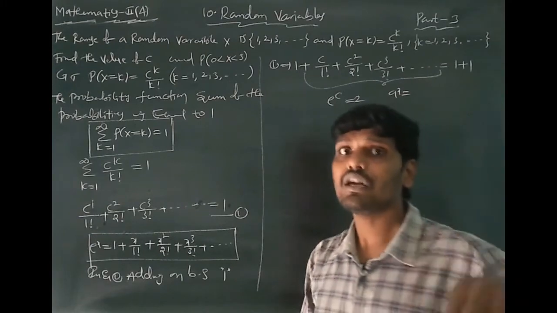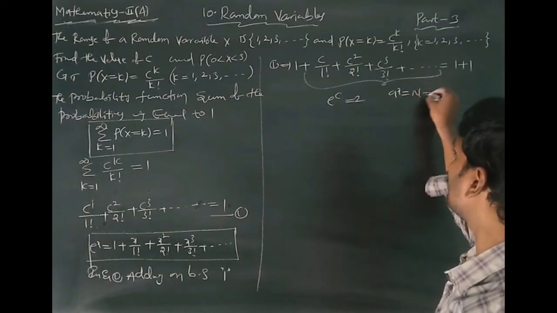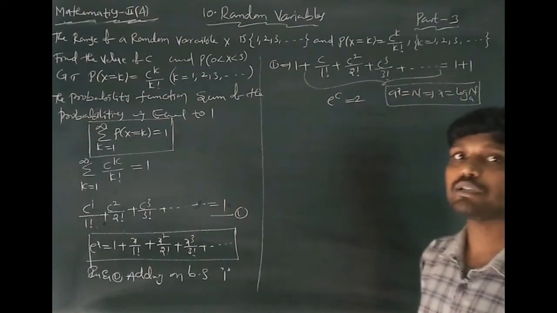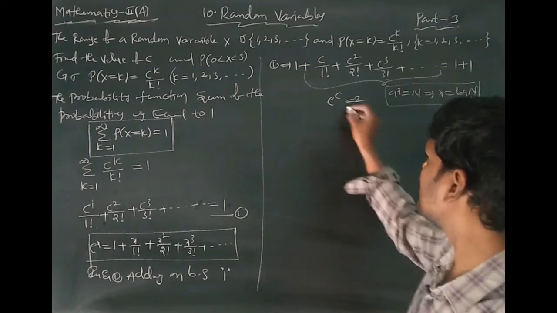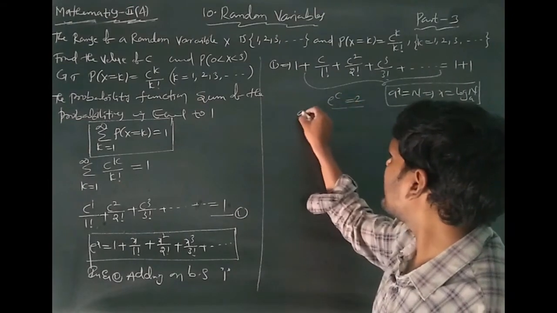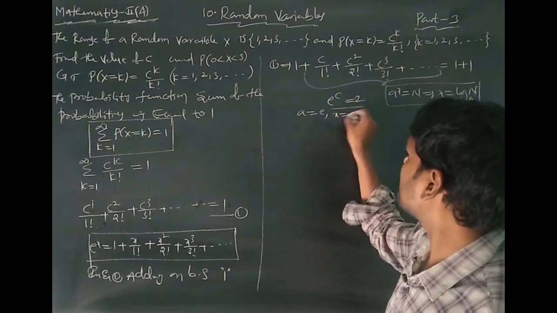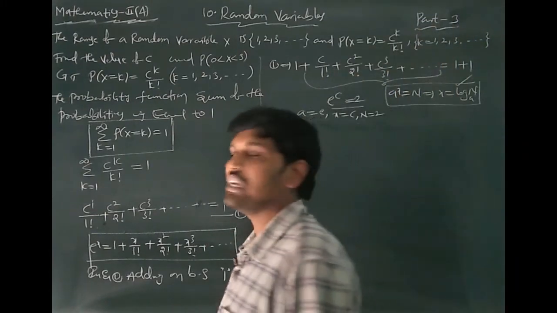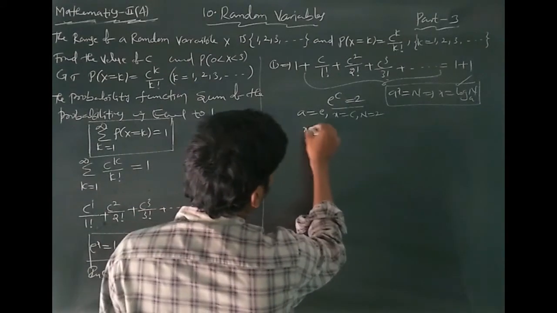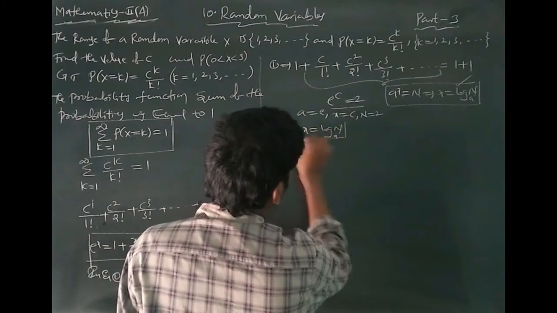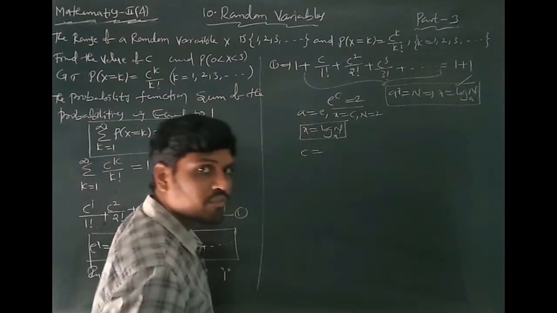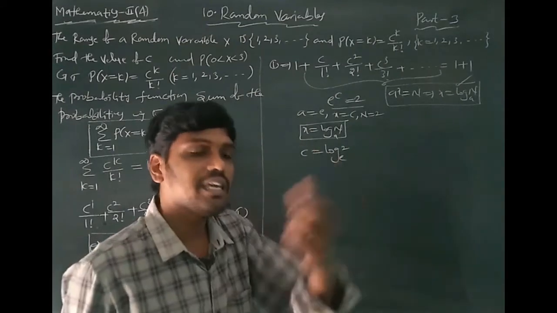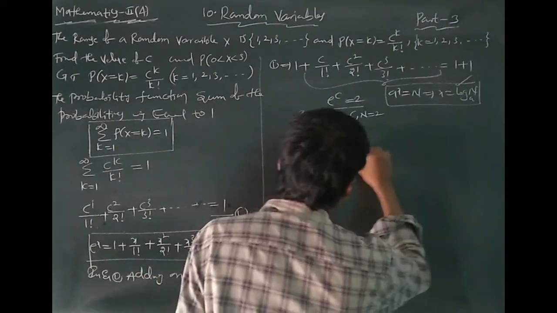What is the logarithmic definition? a power x is equal to n, then x is equal to log n base a. This is the definition of the logarithmic function. Compare here: a value is e, x value is c, n value is 2. You can write x is equal to log n base a. What is the value of x? x value is c, n value is 2, base a value is e. This is the c value completed.